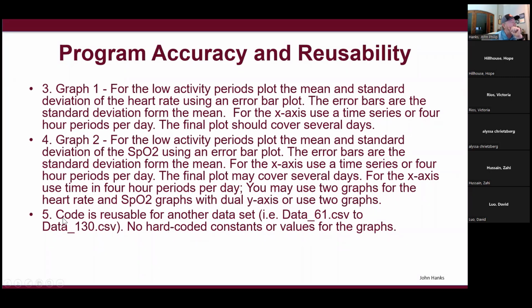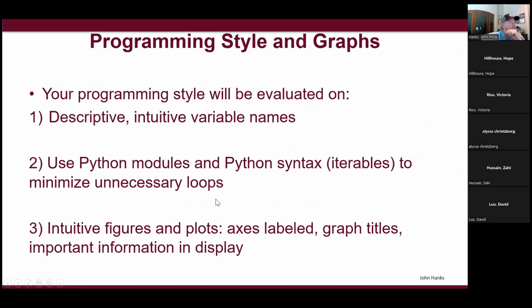And then the final point here is the code is reusable for another data set. So I've asked you to analyze 6 through 60, but you may also input 30 through 70 or 61 through 130. And please appreciate that the hard-coded constants really make it hard for someone to reuse your code in the future. So look for hard-coded constants and make them into variables.